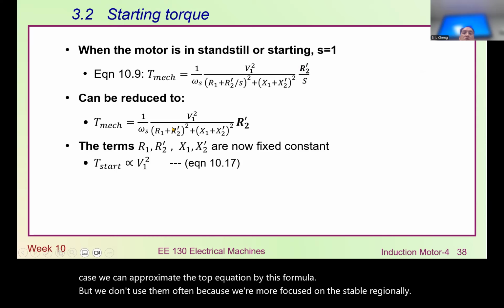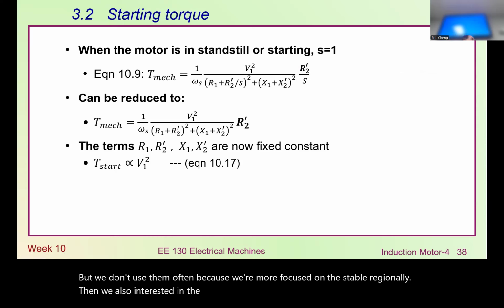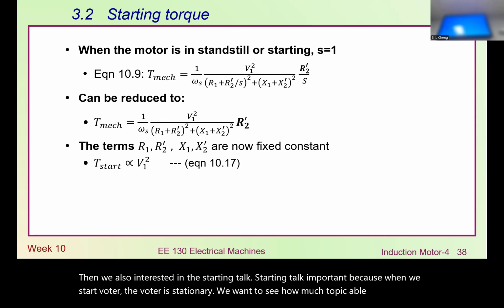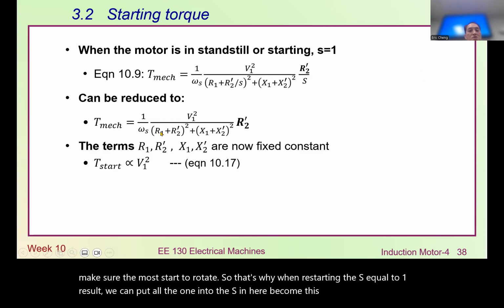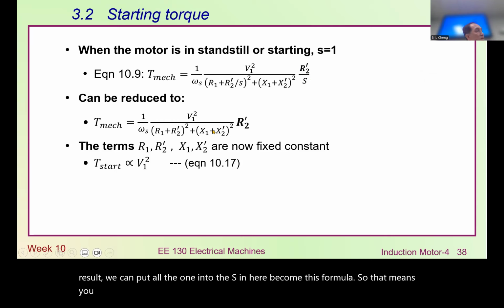Then we're also interested in the starting torque. Starting torque is important because when we start a motor, the rotor is stationary. We want to see how much torque we are able to energize to start the motor. There is a lot of static friction, which we need to overcome to make sure the motor starts to rotate. So when starting, S equals 1, so we can put the 1 into the S in here, and it becomes this formula. That means you can use the circuit parameters in order to get the starting torque.